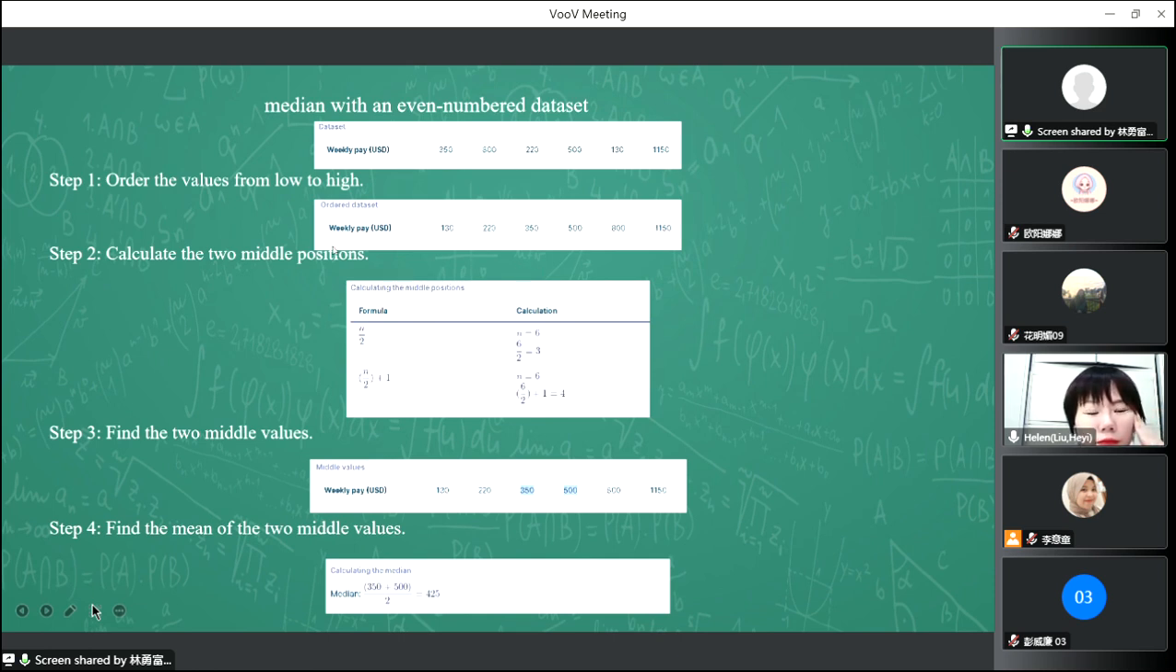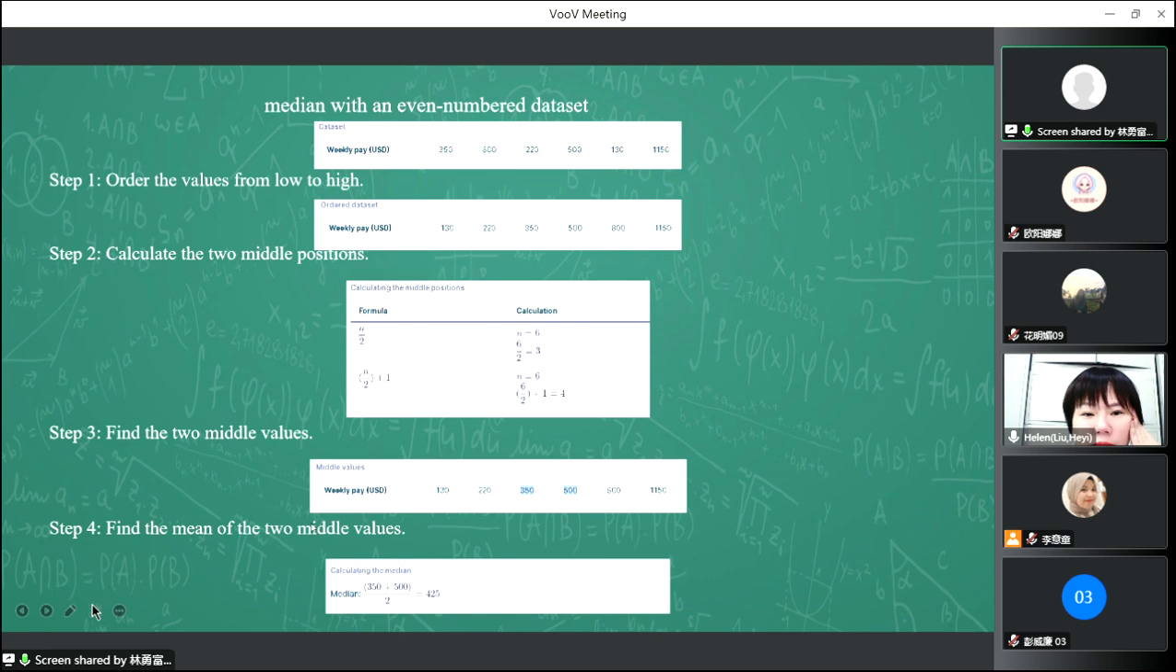And then calculate the two middle positions. The middle positions are found using the formulas n divided by 2 and n divided by 2 plus 1, where n is the number of values in your dataset. So the middle values are at the third and the fourth position. Step 3, find the two middle values. Because we already found the two middle positions are 3 and 4, the answer is 350 and 500.